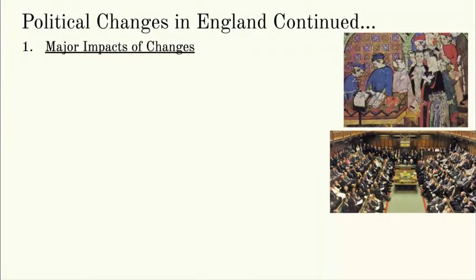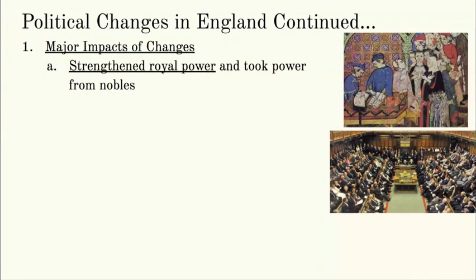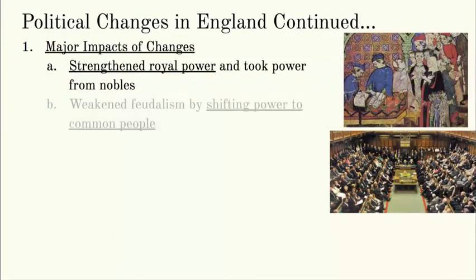So keeping in mind all of what I just discussed, we have the major impacts of these changes. The first thing you need to understand is that all of this strengthened royal power and took power from the nobles, right? So we have kings creating laws where everybody has rights and certain laws that they have to follow, even if they're rich or poor. So it's no longer like, oh, just because you have money, you can do what you want. They actually see the royal power strengthening because the king is putting systems in place that say, okay, no matter who you are, rich or poor, these are the laws you have to follow.